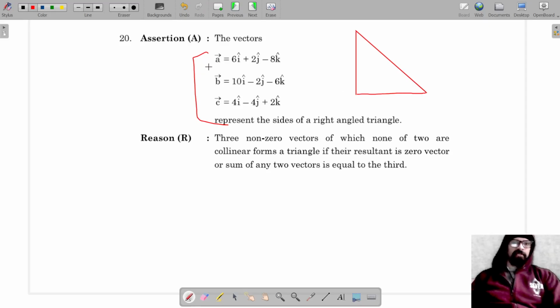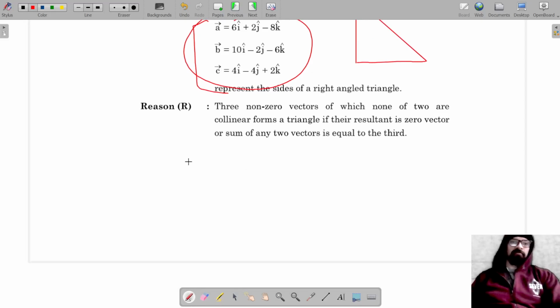out of these three sides, two sides are perpendicular to each other. And when two lines are perpendicular to each other, the dot product is zero. So I'm going to find the dot product of A with B, B with C, and A with C.